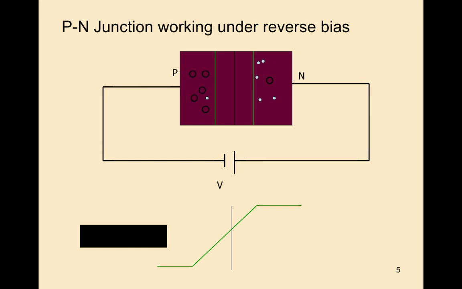But when we increase the supply voltage gradually, at some point the potential barrier will collapse, and the diode breakdown occurs. Suddenly a large amount of current flows through the diode.